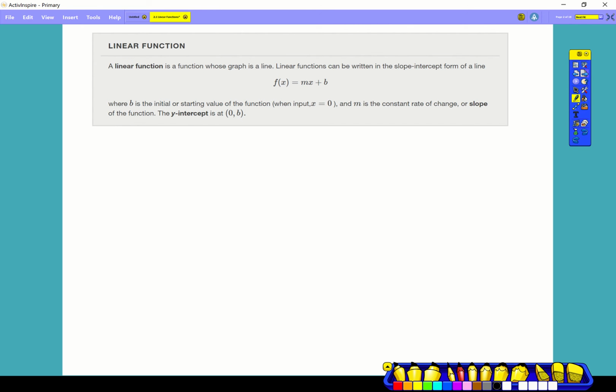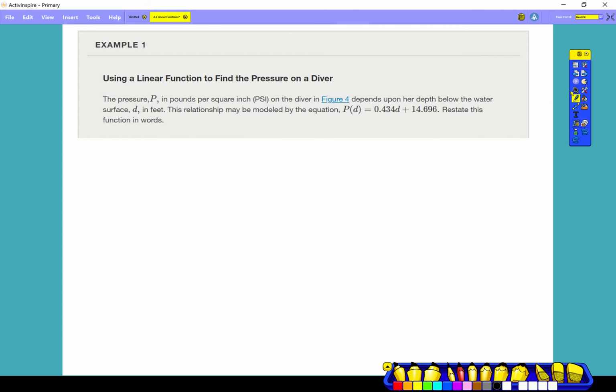Linear functions can be written in the slope-intercept form. Of course, your m is your slope, and your b is your y-intercept. So when x equals 0, your f of x is going to equal b. There we go. M is slope. There's multiple kinds of slope. We can go over an example.